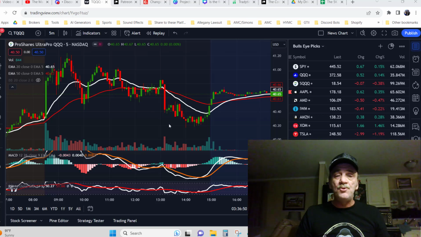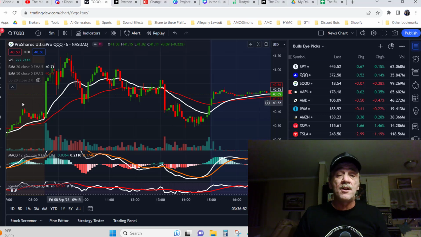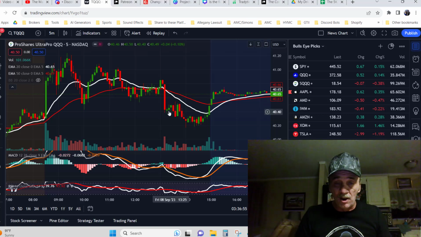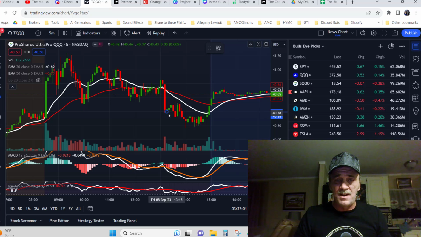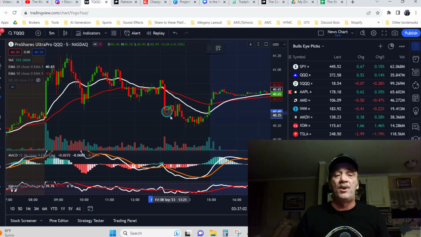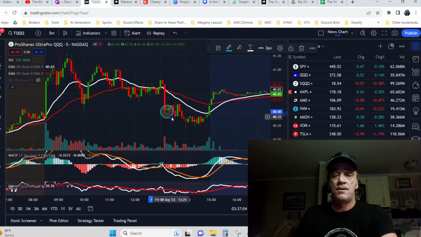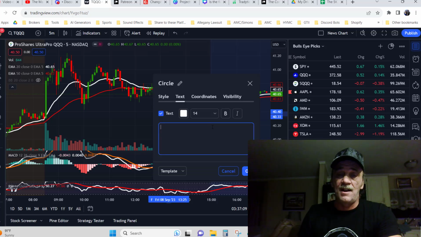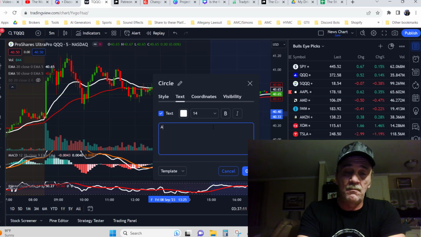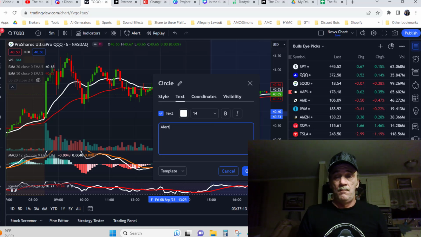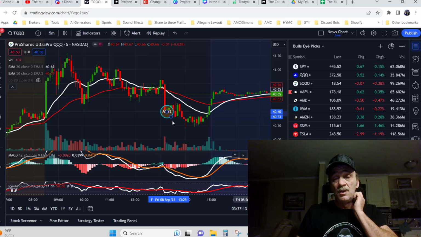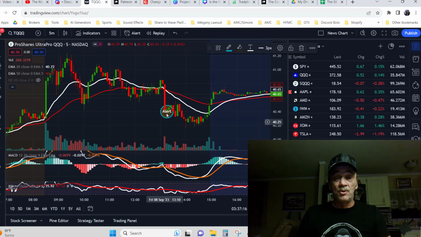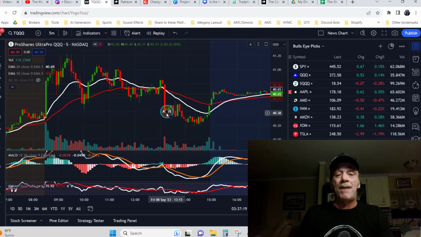This is the TQQQ chart. I come over here, get the circle, and I look for 112, which is right there. That is when the alert came in to buy a call. So I put a circle right there, and I go up here and hit my gear and type in the word alert. Okay, so now I know where Bullseye Bot has suggested that I buy a call.